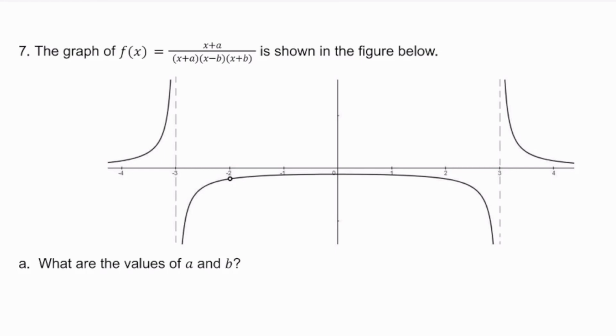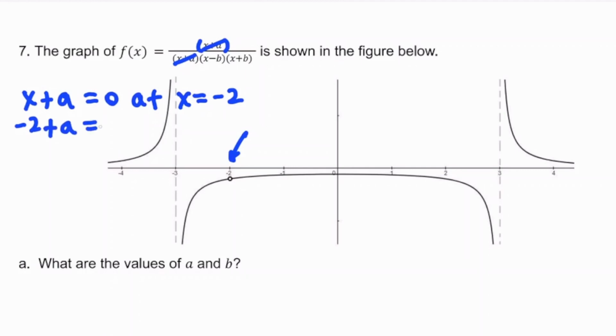All right, well, a is going to be something I can find by looking at the hole, right? Because I've got the same factor on top and bottom. So let's say that x plus a is equal to 0. That factor is 0 at the x coordinate of the hole. So I would say at x equals negative 2. So negative 2 plus a is equal to 0, and a is equal to 2.